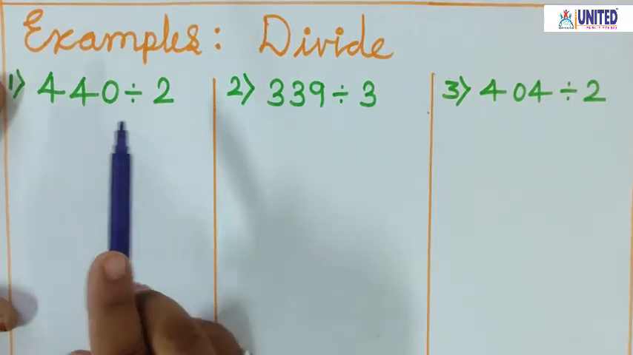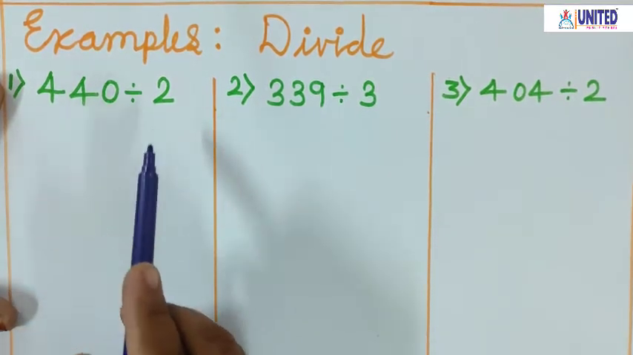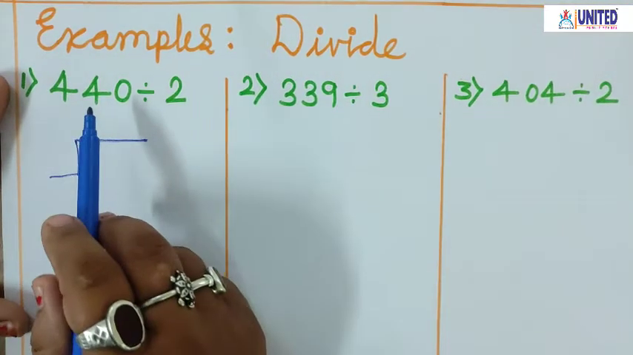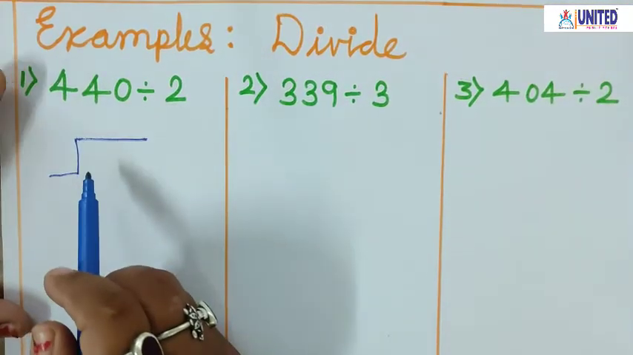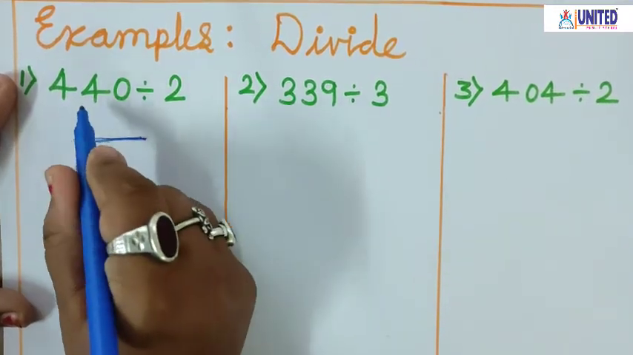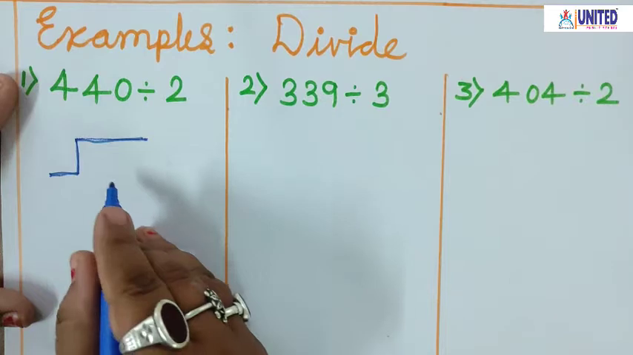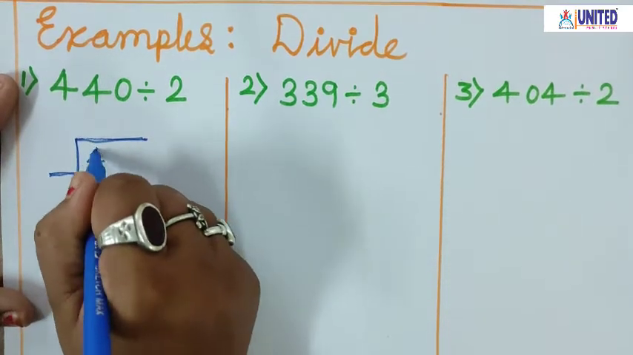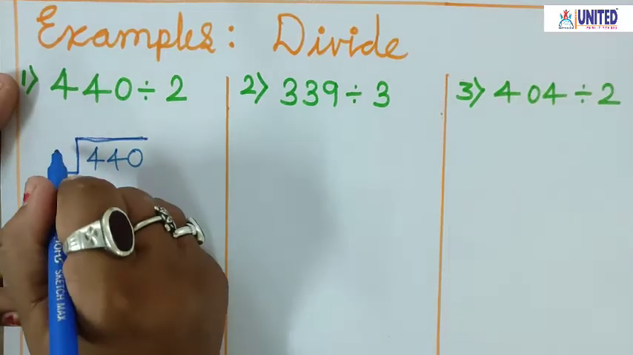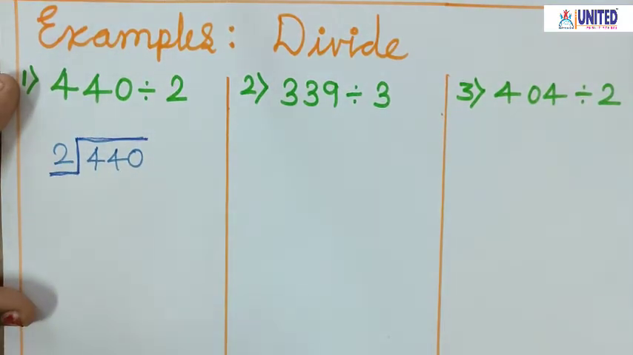So what is the dividend here? 440. And what is the divisor here? 2. So arrange these numbers in the long division sign. So I draw this long division sign, right? Now 440 is the dividend, so we write it inside. So 440 I write here. Now 2 is the divisor, so I write it outside. Okay, now start dividing it.